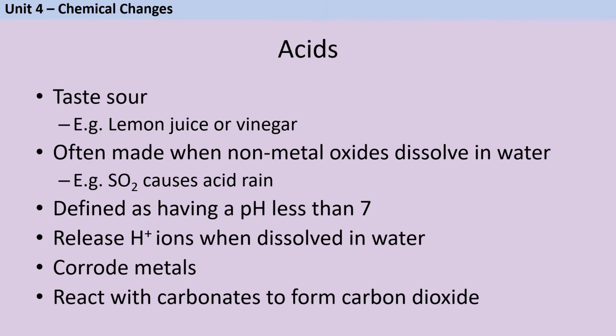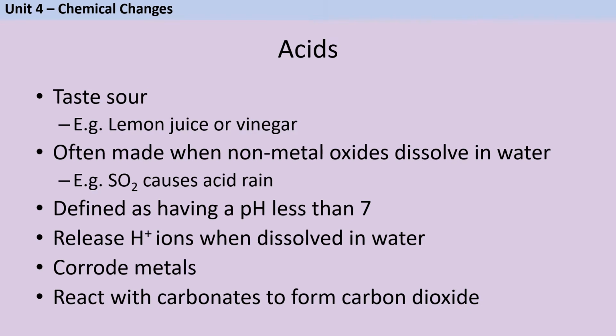The name acid comes from the Latin word for sour, so pretty much all of the sour tasting things you can think of, like lemon juice or vinegar, are examples of acids. Lots of acids are made when non-metal elements react with oxygen to make an oxide, and that oxide then dissolves in water. So you might have learned elsewhere in your science course about how acid rain is caused by sulfur dioxide, oxides of nitrogen and carbon dioxide dissolving in clouds.